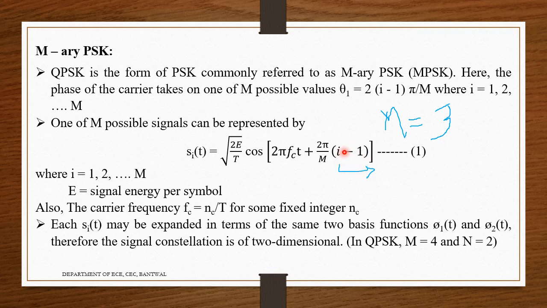Okay, 120 is equal to, so you can see here 2π by 3 means 360 divided by 3 is 120. 120 into (1 minus 1) is 0. So the first message point will start at 0. Next, for m equals 3, 120 into (2 minus 1) is 1, so that is 120.